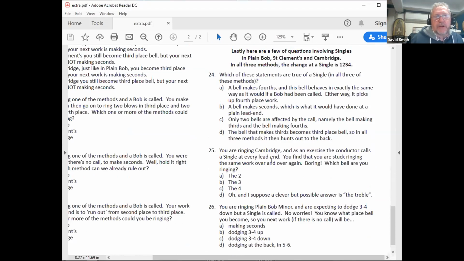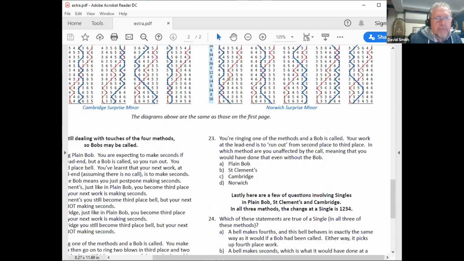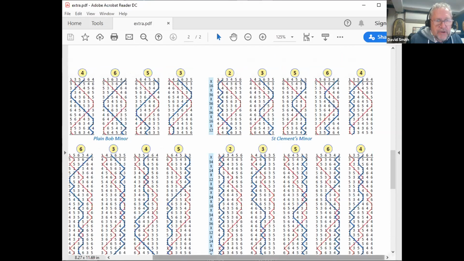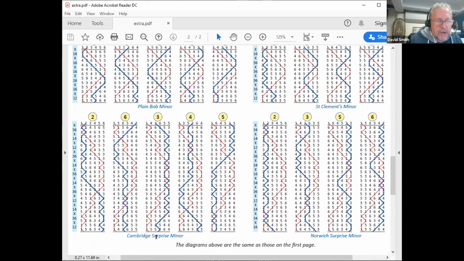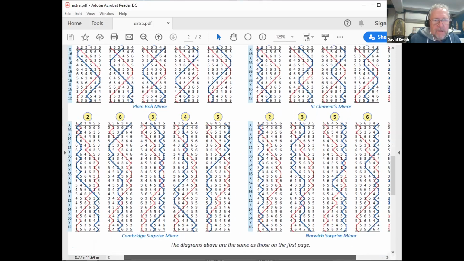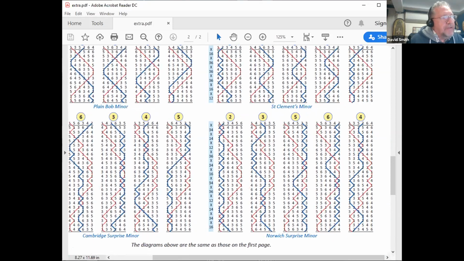Firstly, I've deliberately restricted the singles here. We're talking about Plain Bob, St Clement's, and Cambridge only, the reason being I've never actually run a single in Norwich. An interesting point is that when the conductor says we're ringing Norwich, everybody knows, or if they've forgotten, they can look up in the book what Norwich means. It means this blue line, with lots of the treble dodges we've messed about with.